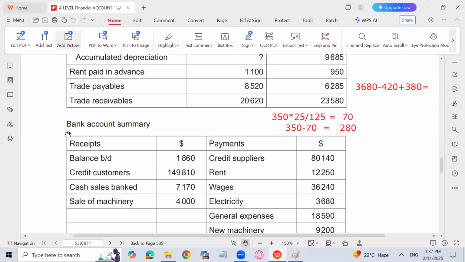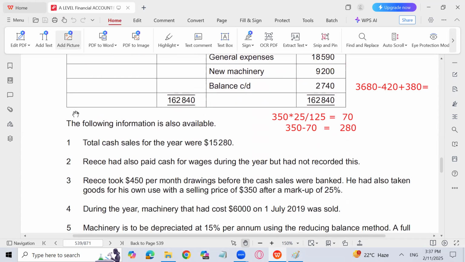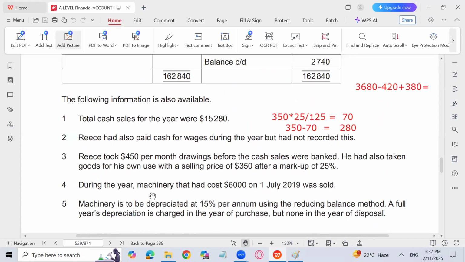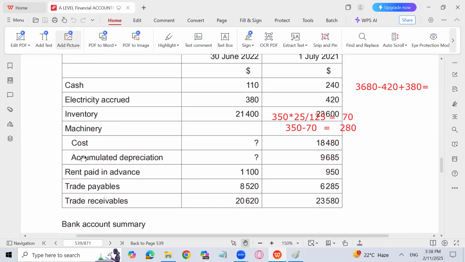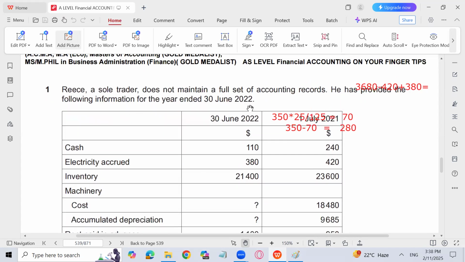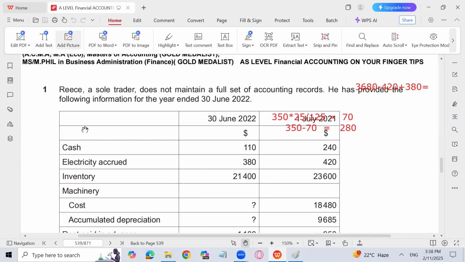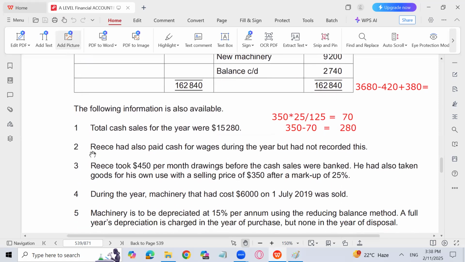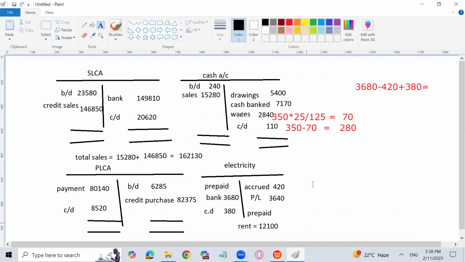Okay. Next, let's see the depreciation. First, we should look at the profit and loss for that particular machinery that cost 6,000 on 1st July 2019. It has been sold this year. I don't know for which year we are preparing this question. That is for 2022. So it means that our financial year starts from July and ends at June. But we are looking at an annual basis, so we don't need to worry about that. So let's see. 1st July 2019 and 6,000 and the depreciation rate is 15% using the reducing balance method. I will show the calculation for you so that you will be able to understand it properly.